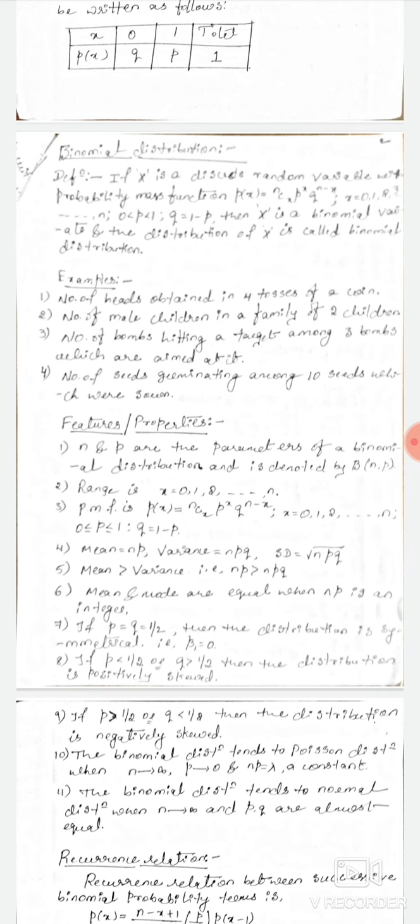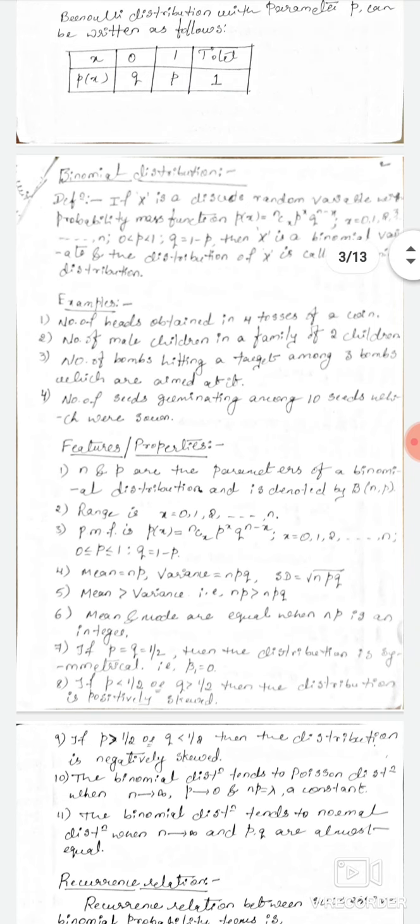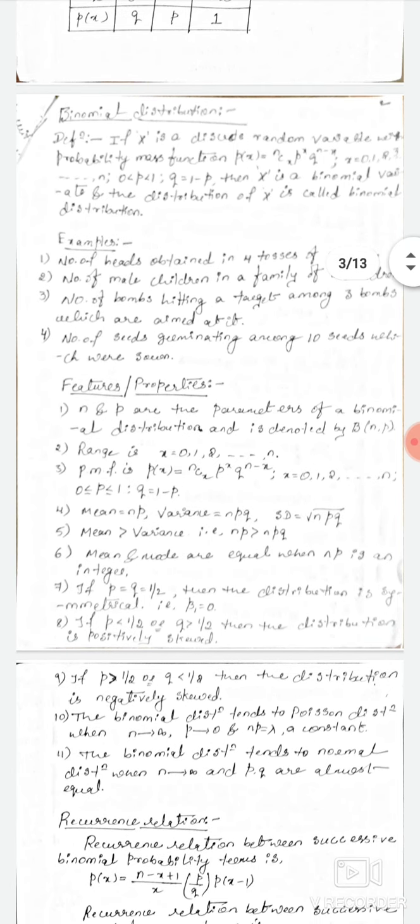For example, in case of Bernoulli distribution, when a coin is tossed, we may get head or we may get tail. But in case of binomial distribution, the condition is like toss the coin until the head is obtained, or toss the coin until the tail is obtained. That is, here the same experiment is repeated N number of times. Here X takes the value 0, 1, 2, 3 and so on up to N.